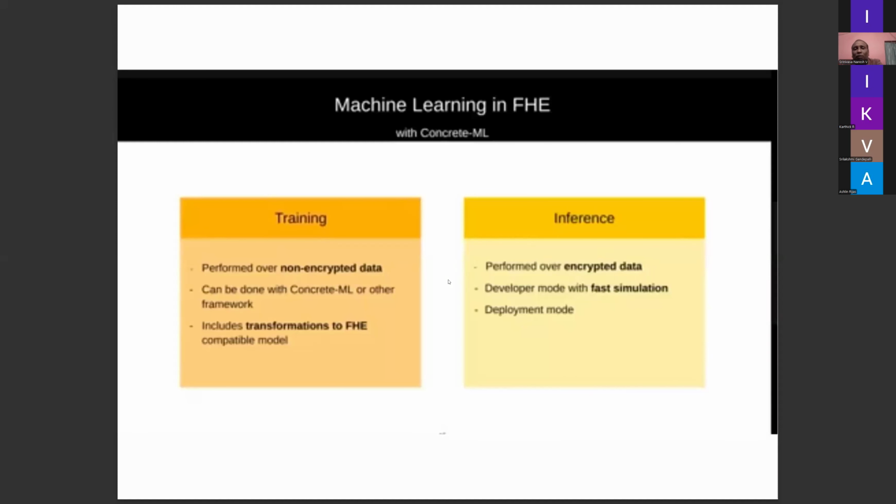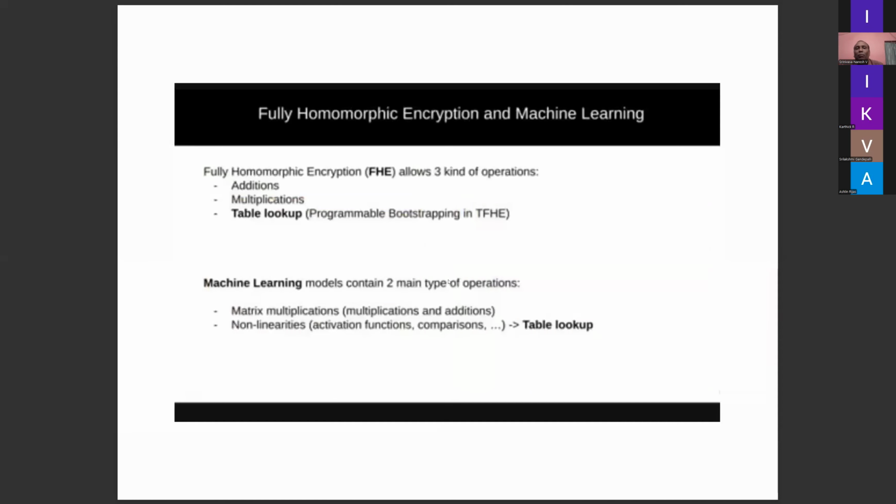Actually, training is performed on non-encrypted data, but inference is performed over encrypted data in privacy preserving machine learning. We'll have three operations here: one is addition, another is multiplication, and third is table lookup. For linear systems like logistic regression, addition and multiplication suffice. But if you take a neural network, there we'll have non-linear things and have to compute much more. So for non-linearities like activation functions and comparisons, we have to take a lookup table. So we have three operations here.